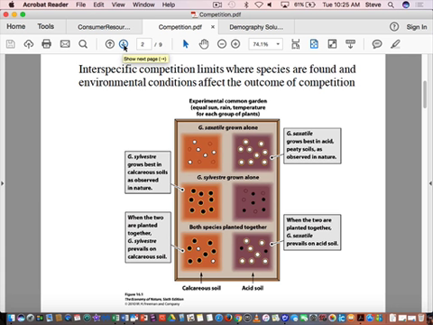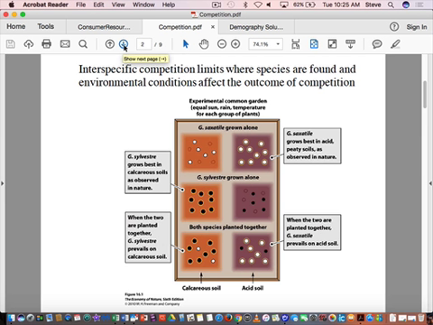Now, these are environments where there's no competition between the species. They're grown alone. So the only thing that's occurring here is intraspecific competition. Then they did an experiment in the greenhouse in both environments, calcareous soil and acidic soil, where both species were planted together. And this is the case where you have interspecific competition. Who won? And did it depend?